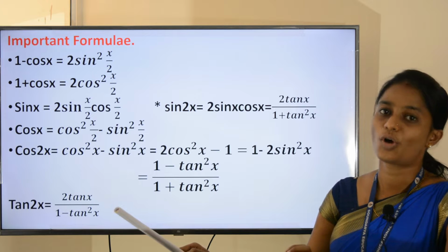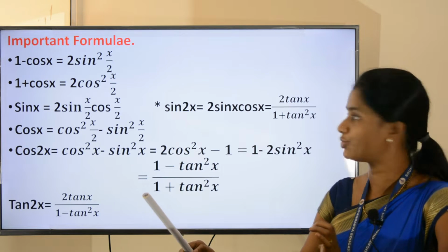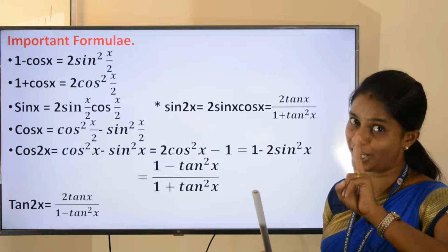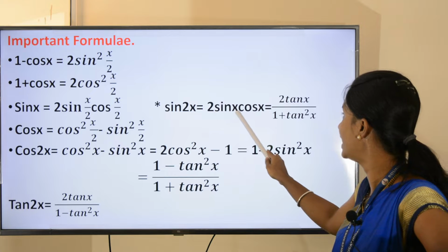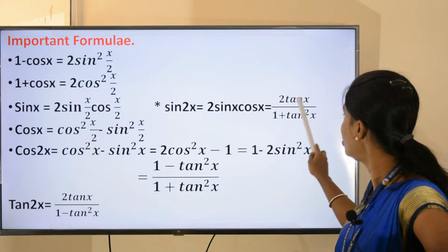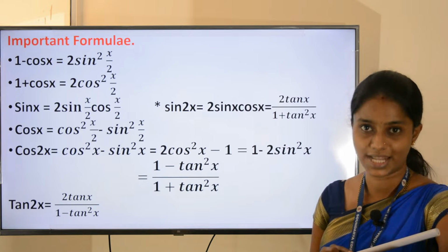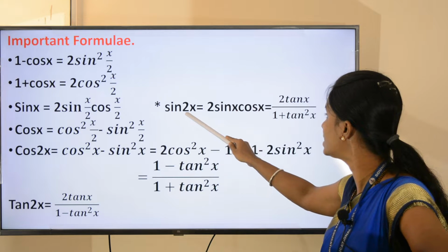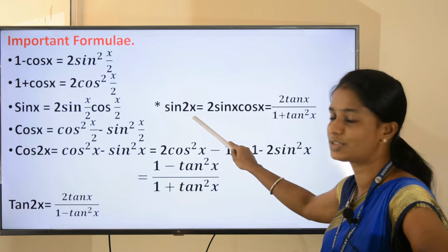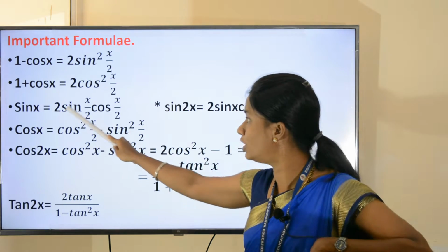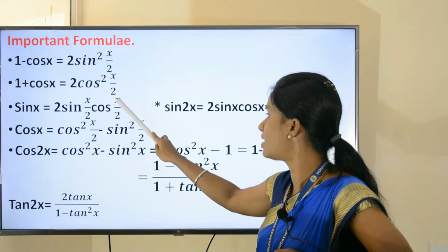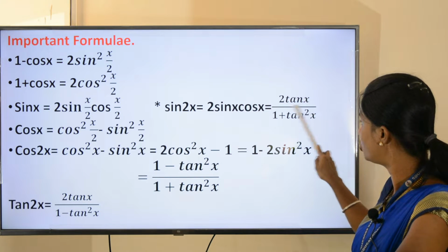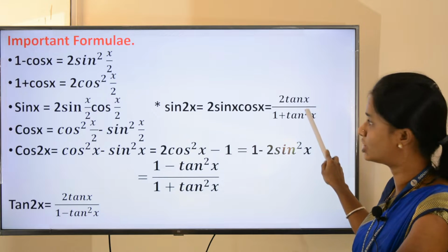Let's have a glance at some trigonometric formulae, students. Look here. We have a total of 2 formulae for sine 2x, that is 2 sin x into cos x is equal to 2 tan x divided by 1 plus tan square x. One more, students, sub-multiple angle formulae. If the angle is divisible by 2, sin x will become 2 sin x by 2 into cos x by 2. It can also be written in terms of tan as 2 tan x by 2 divided by 1 plus tan square x by 2.